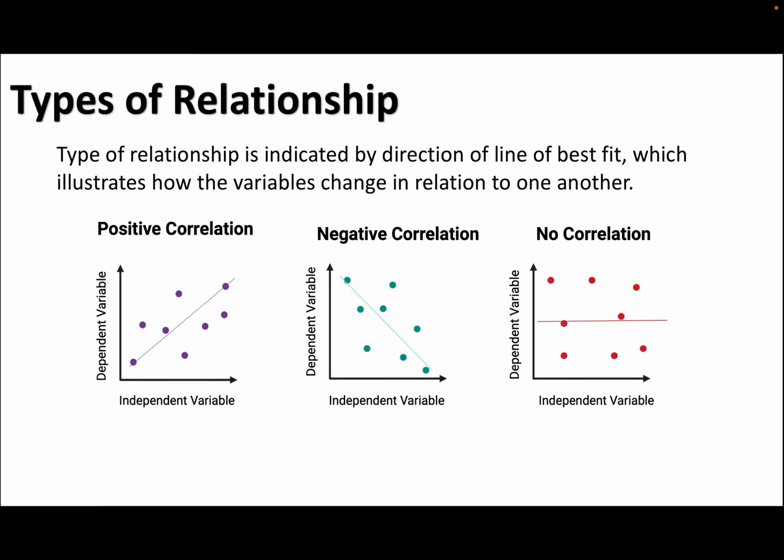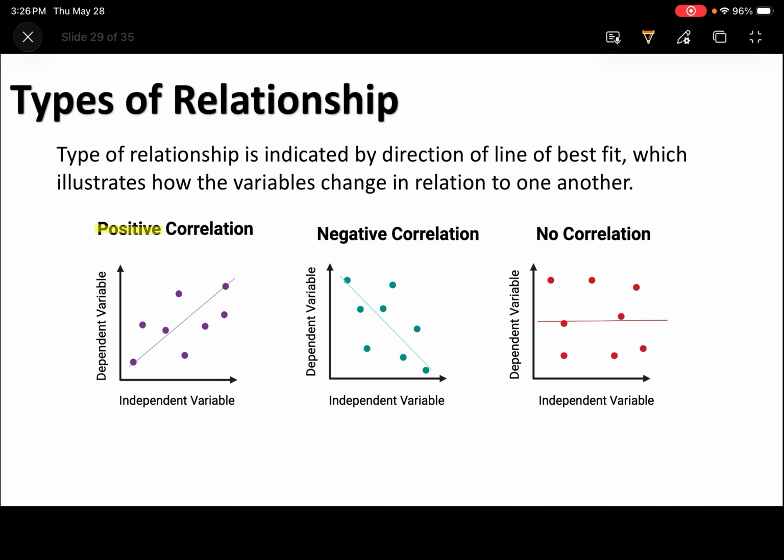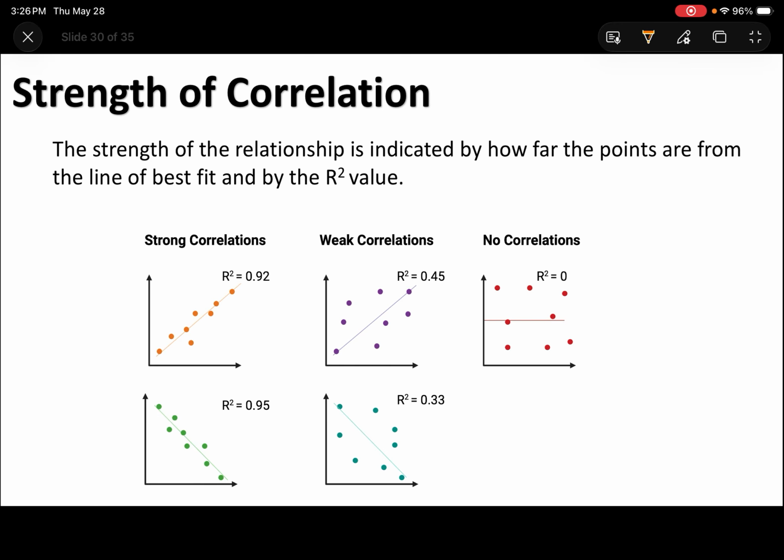Now there's different types of relationships that we can see. This is all going to be based on the direction of the line. Some relationships are positive, so as one is increasing, the other one is increasing. We can have negative correlation, so as one is increasing, the other one is decreasing. Or there can be no correlation. Looking at this just straight up, you can start to see some of these relationships and trends and make some conclusions.